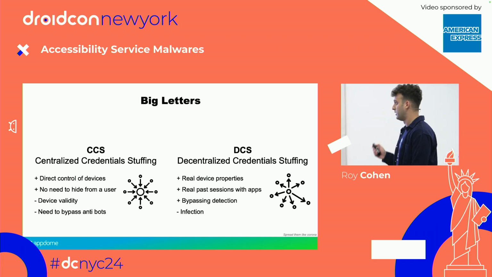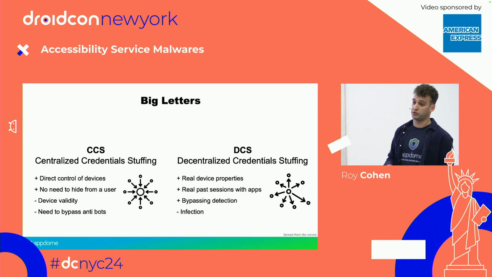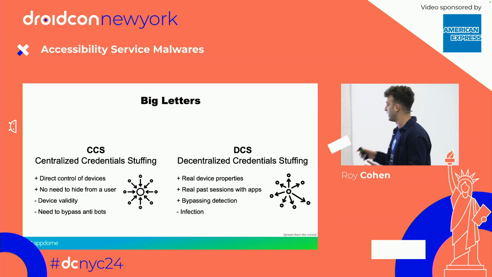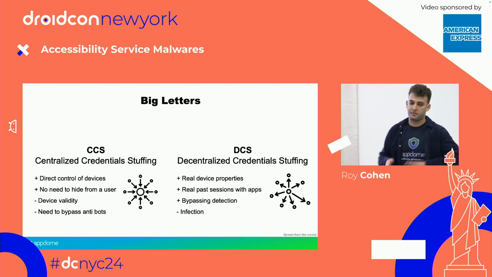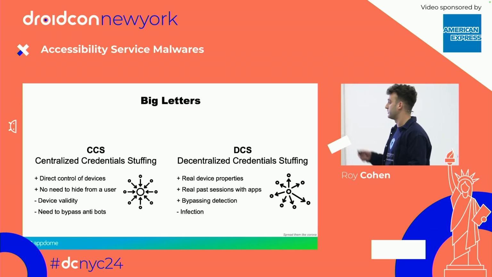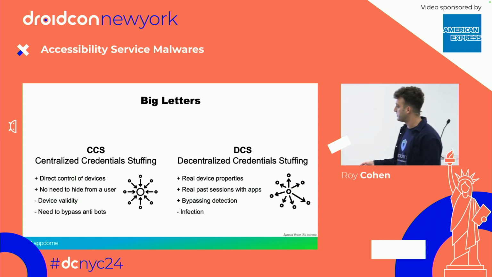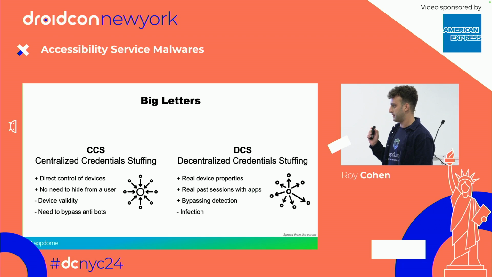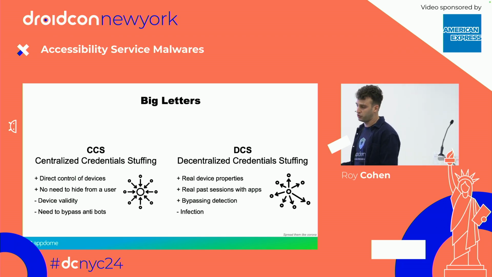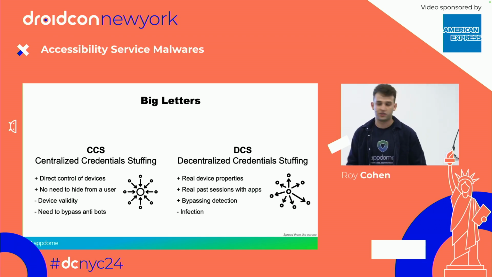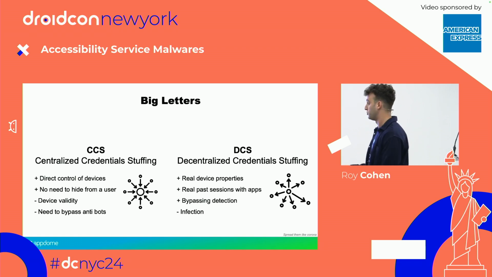The centralized one is what we call a bot farm. A bot farm is a machine or a few machines that run Android emulators, and using the emulators, it tries to attack the server. The thing with this one is that you have direct control of the devices, so you can just use ADB or something like that in order to perform the attack. You don't have to use an accessibility service.